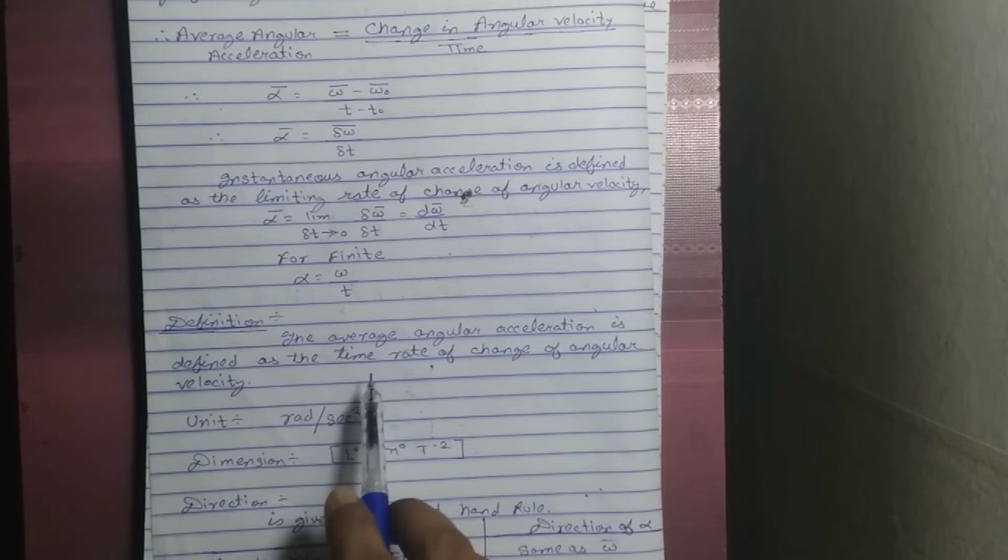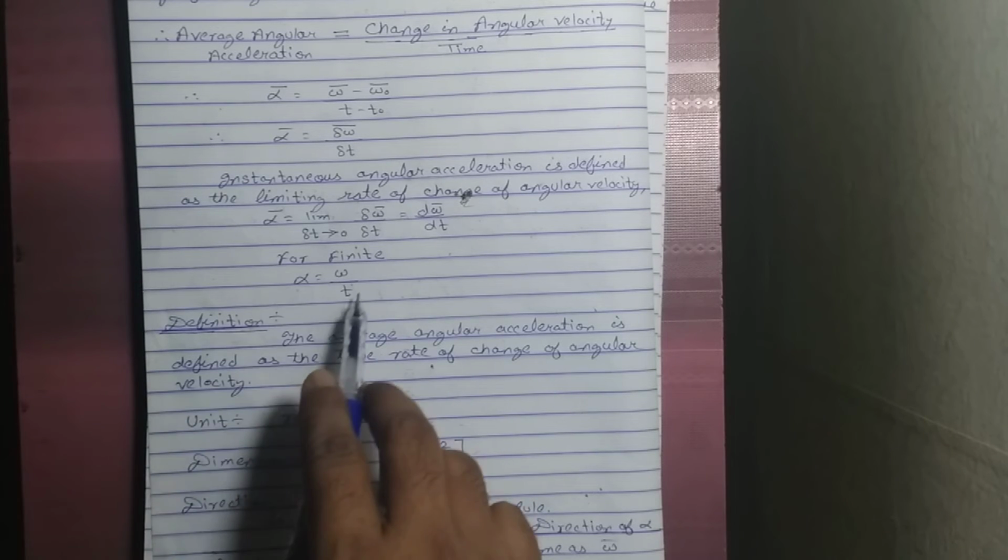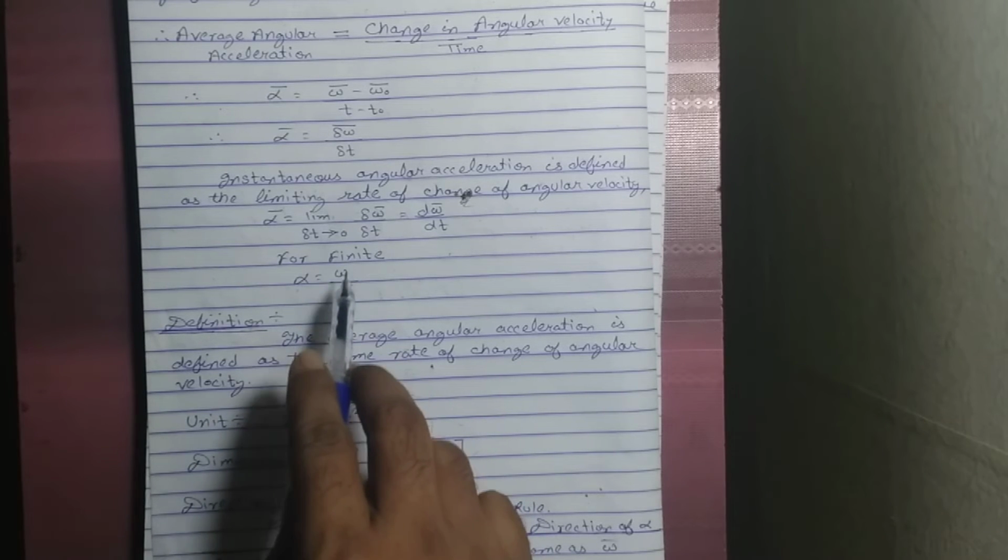Students, let us study the definition of angular acceleration. The average angular acceleration is defined as the time rate of change of angular velocity. Mathematically, we can write alpha is what? Omega upon t.